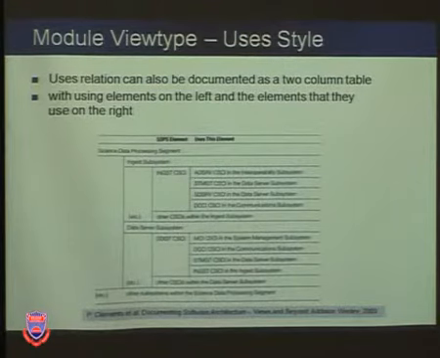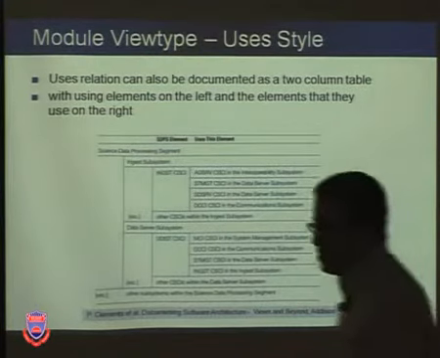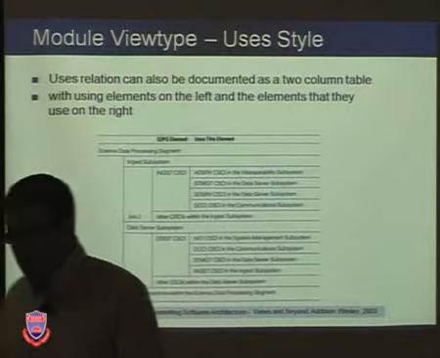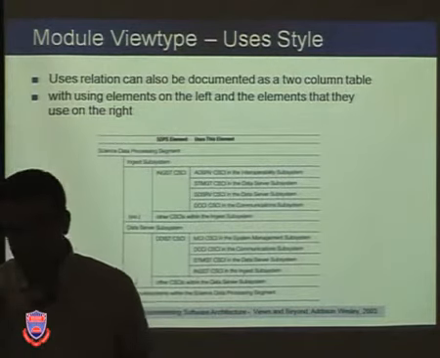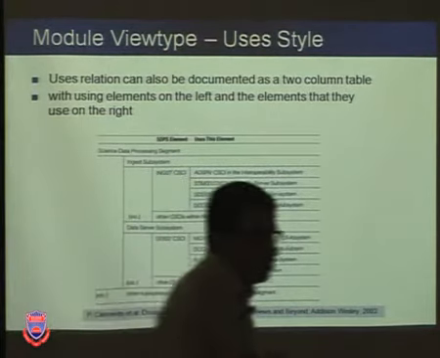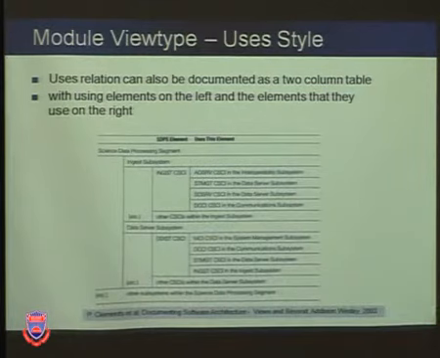The uses relation can also be documented as a two-column table, with the using elements on the left and the elements that they use on the right. So this element uses these elements. Like we could represent the decomposition view also textually, we can do this also for the uses view.